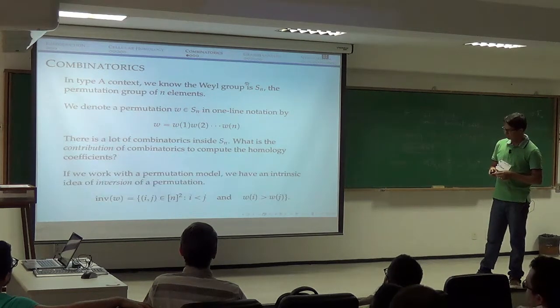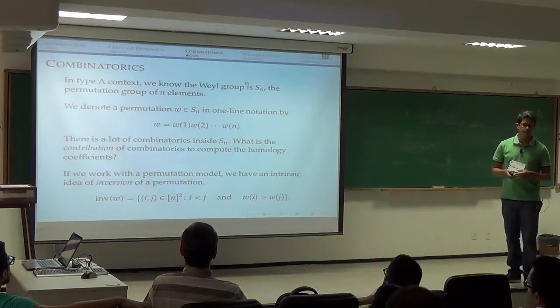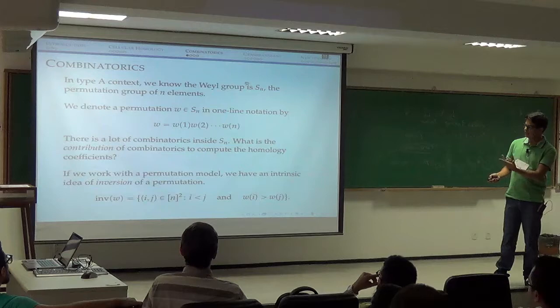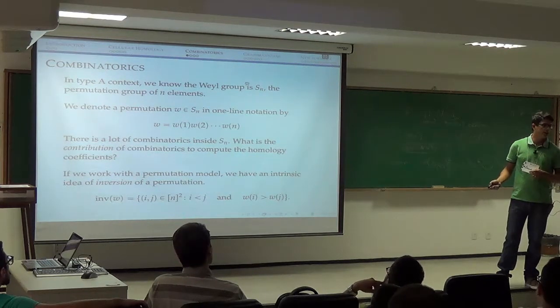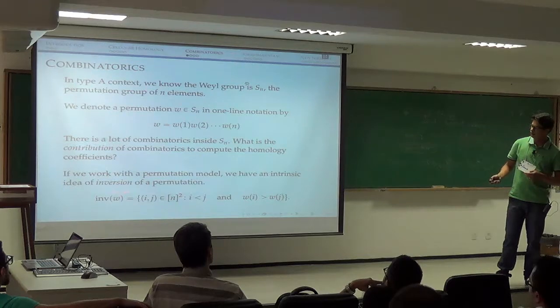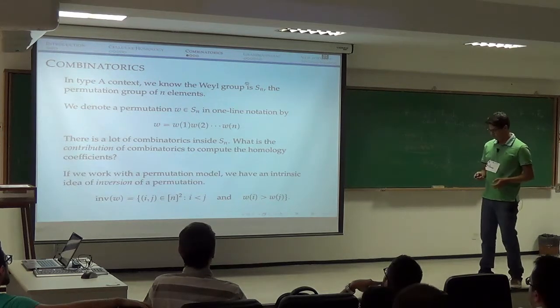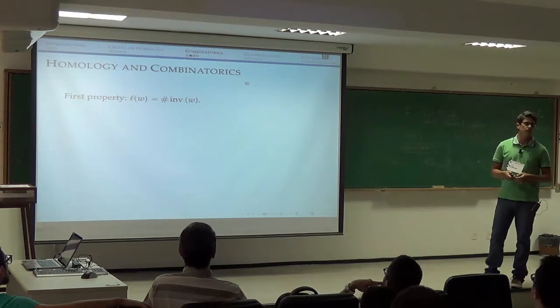So let's answer this question. There's a very interesting idea when we work with permutations: the idea of inversion of a permutation. An inversion is a pair ij of positions that has a change of order. So i is less than j, but the image of W at i is greater than the image of W at j. This is called an inversion. We put that all together and have this set of inversions of W. What is the first interesting thing about the inversion? It is that the number of inversions of W, the cardinality of this set, is equal to the length of W.